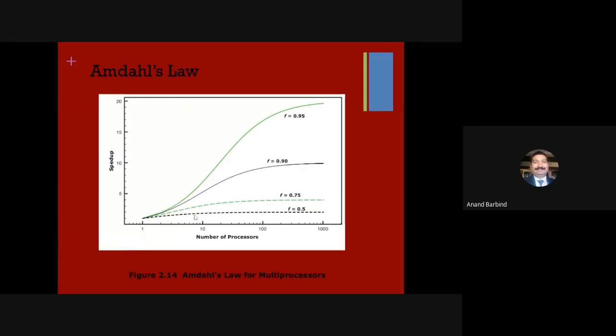Whereas the bottommost curve shows that f is equal to 0.5. That means only 50% of the program can be executed in parallel, whereas the remaining 50% needs to be executed serially. So in that case, even if you go on increasing the number of processors, it is not going to increase the speed of execution much. It is just slightly increasing. So what is required is that the programmer should take care that the program written is such that it can be executed in parallel.